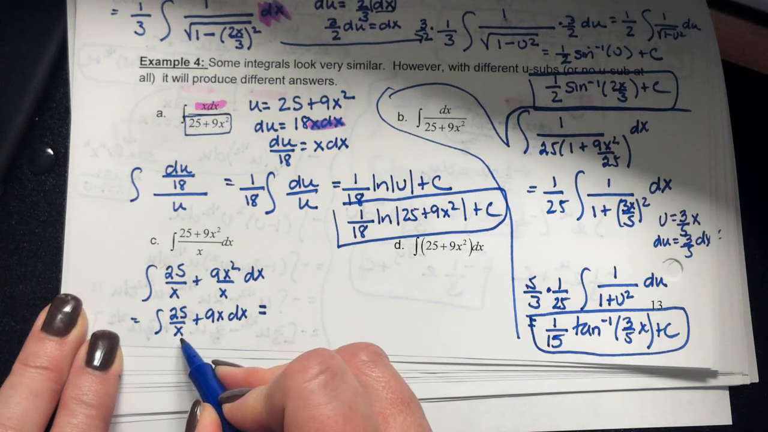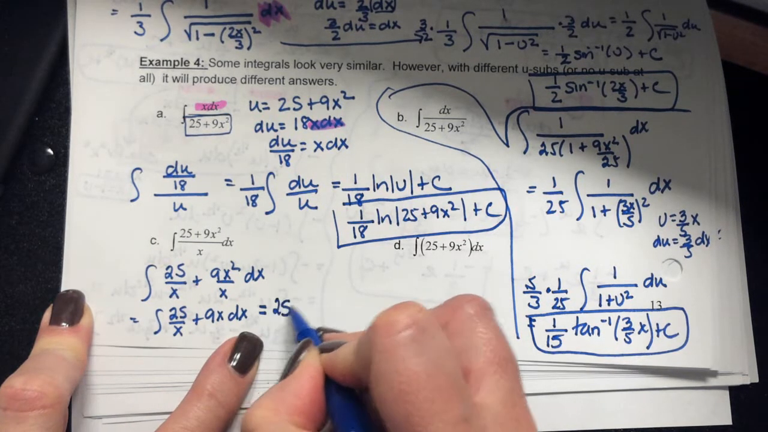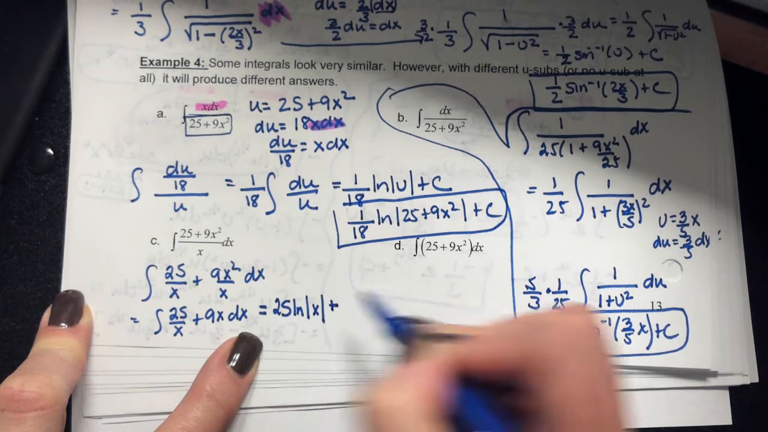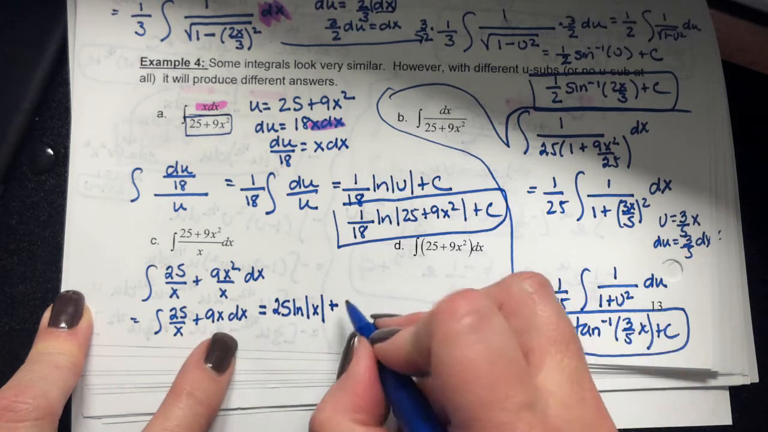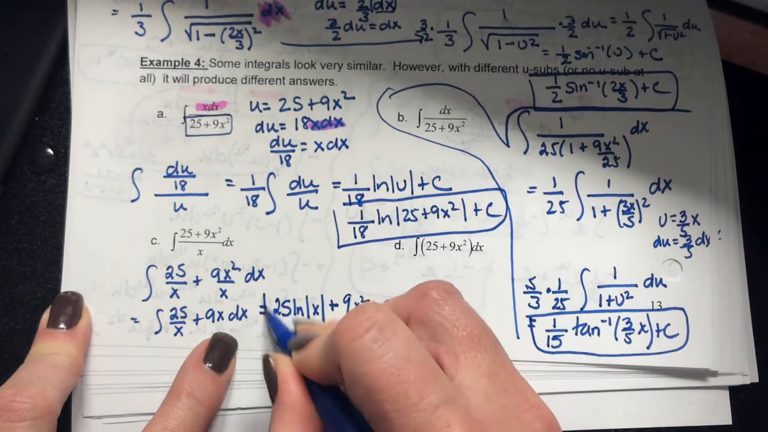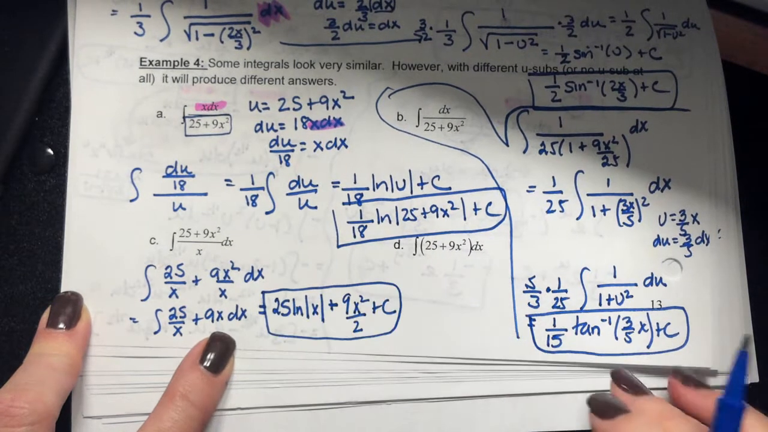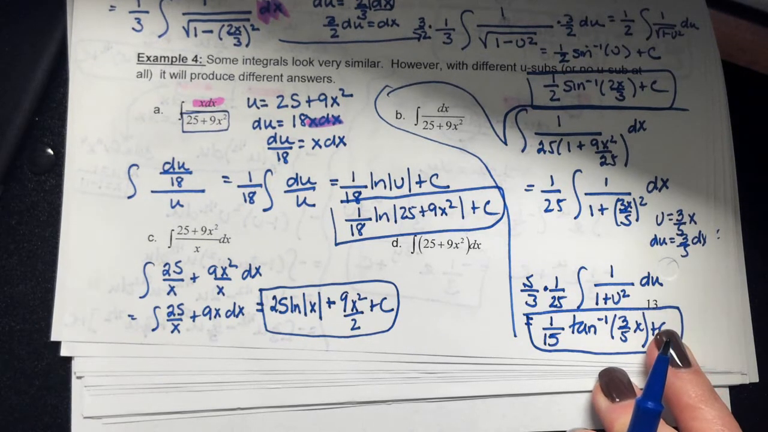So what is your integral of 25 over x going to be? When you integrate 25 over x, that's going to be what? Good question. 25 times your ln of x plus, what's your integral of 9x going to be? 9x squared over 2 plus your c. Remember, not every problem is going to be a u-sub. Yes, you have to be on the lookout for it from this day forward. But don't forget your basic integration that we did. Let's look at D.